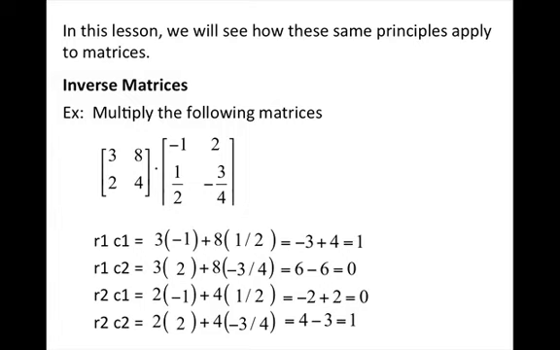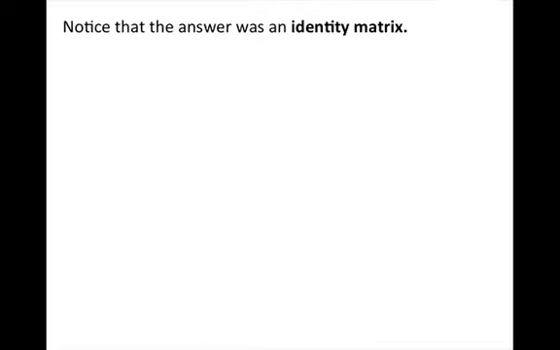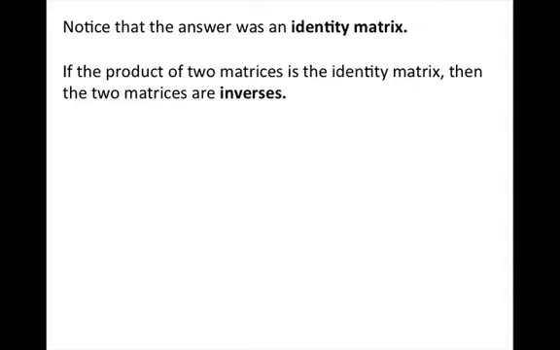So if I put these answers back in a matrix, in row 1, column 1, I have a 1. In row 1, column 2, I have a 0. In row 2, column 1, I have a 0. And in row 2, column 2, I have a 1. Well, you notice that the answer was the identity matrix for a 2 by 2 matrix. If the product of two matrices is the identity matrix, then the two matrices are inverses.